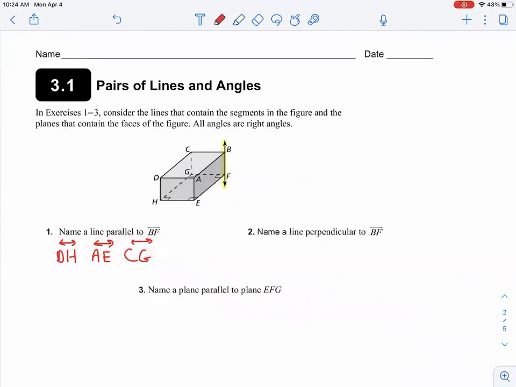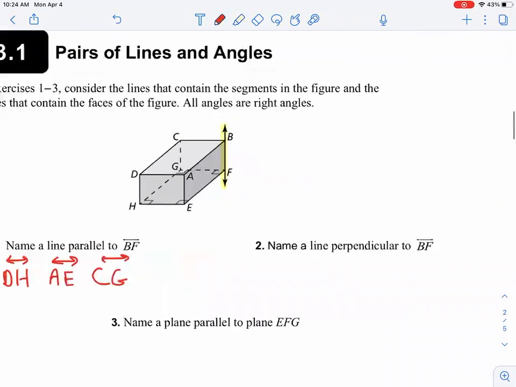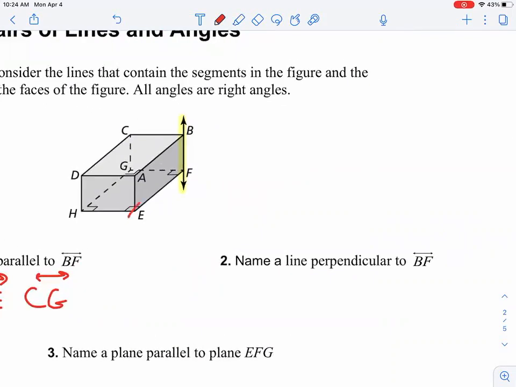And so in a similar way, lines that are perpendicular to BF, now there's actually a bunch of them. If we're looking on the right side, we have EF and AB. So line EF and line AB. Looking on the back, we also have CB and GF. So line CB and line GF.